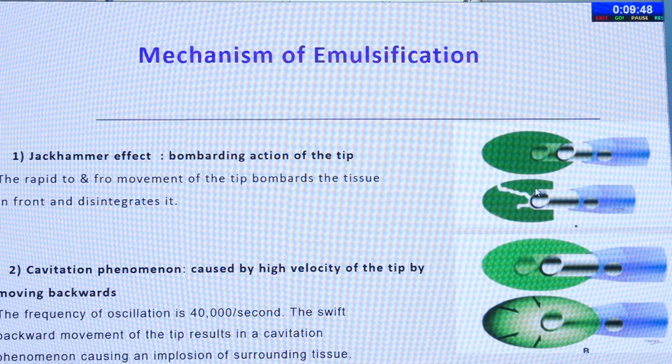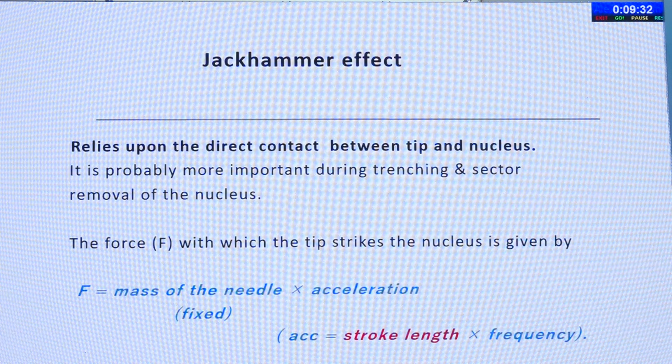And the second phenomenon is the cavitation phenomenon. Cavitation means that there is a rapid backward movement of the tip. Now the tip moves faster than the fluid which is surrounding the tip. So it creates a kind of bubble there, a hole, and the fluid fills into that bubble, and it causes emulsification of the tissues.